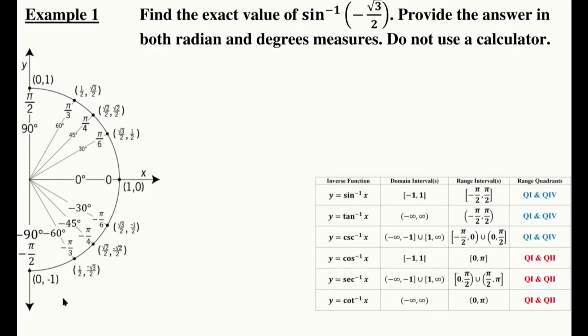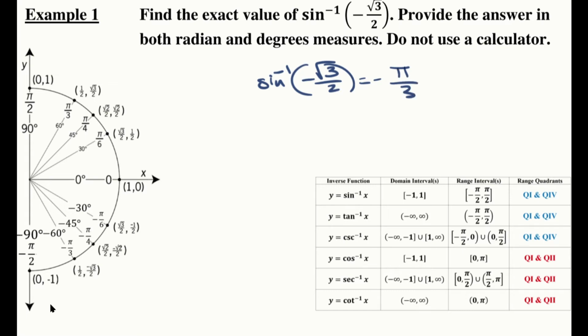And we can see that the angle for which the sine, or the y coordinate, is negative square root of 3 over 2 is right here. So it corresponds to negative pi over 3. So we can say that the inverse sine of negative square root of 3 over 2 equals negative pi over 3.